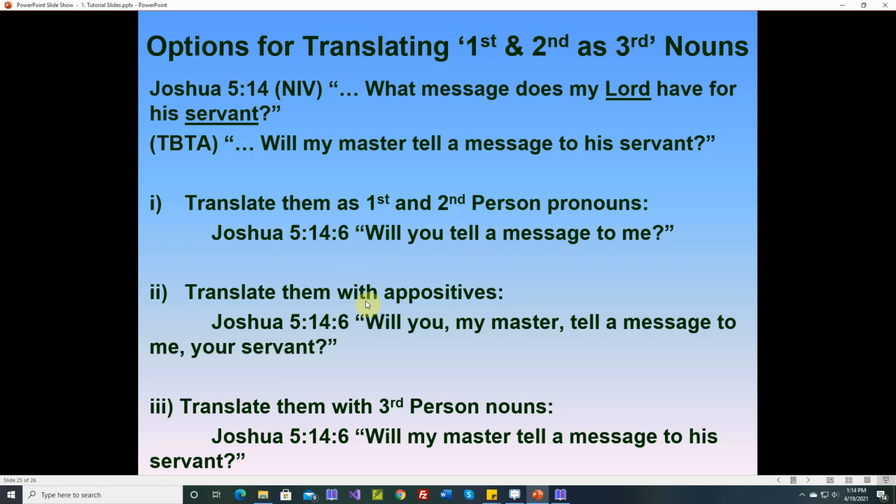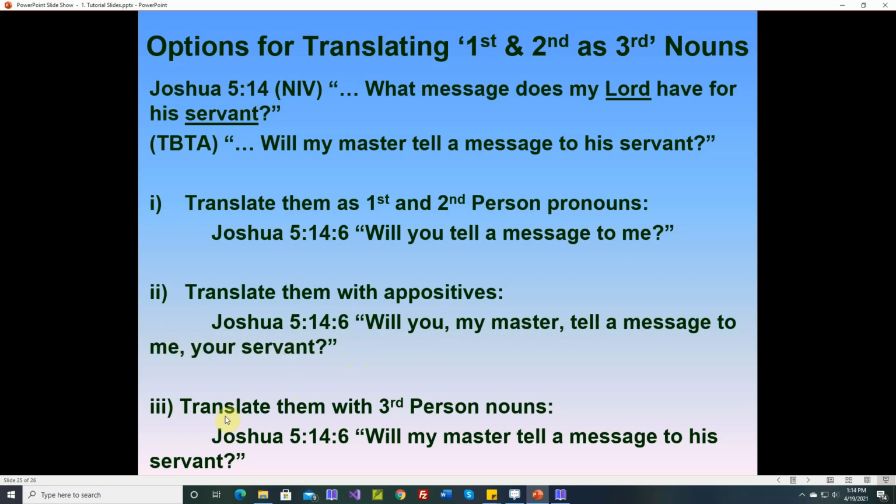Another option is to translate them with the appositives. Will you, my master, tell a message to me, your servant? So this makes it clearer. Will you, so we're using the regular pronouns, you and me, but we're still including the idea that Joshua is calling this man his master, and Joshua is referring to himself as a servant.